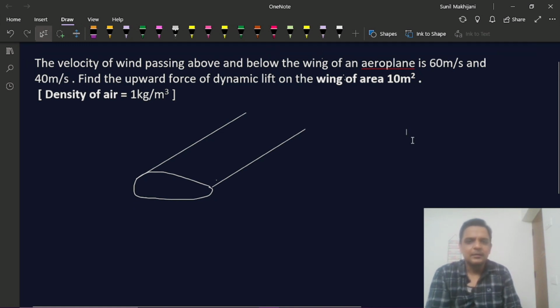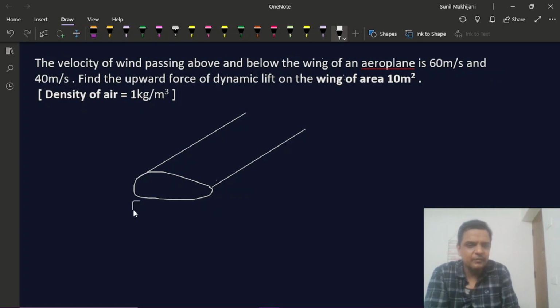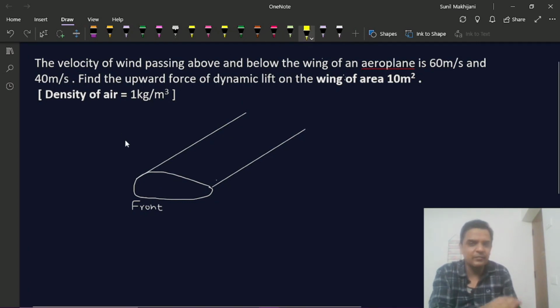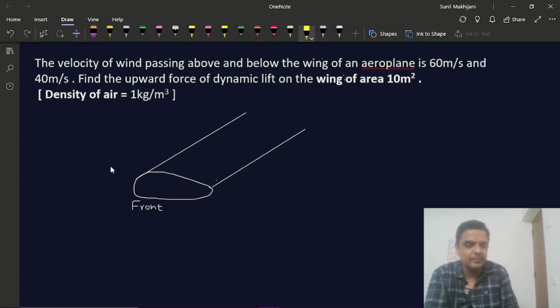Now, suppose this is a cross-section of the aeroplane wing that we have shown. So this is a wing of an aeroplane. This is the front side of its wing. Now suppose this aeroplane is moving on the runway, so the wing will cut the air present on the runway. This air will be cut by the wings, so some air will flow above the wings like this, whereas some air will flow below the wings.